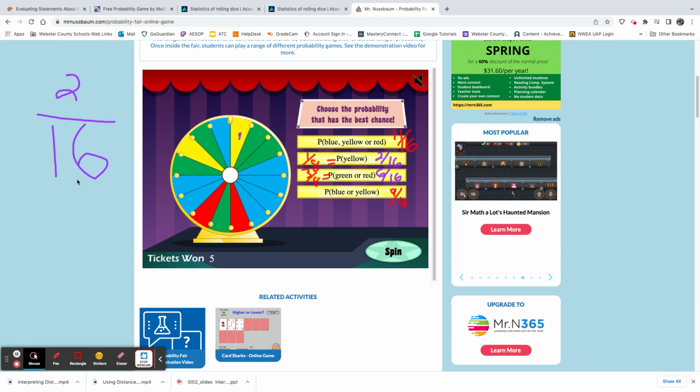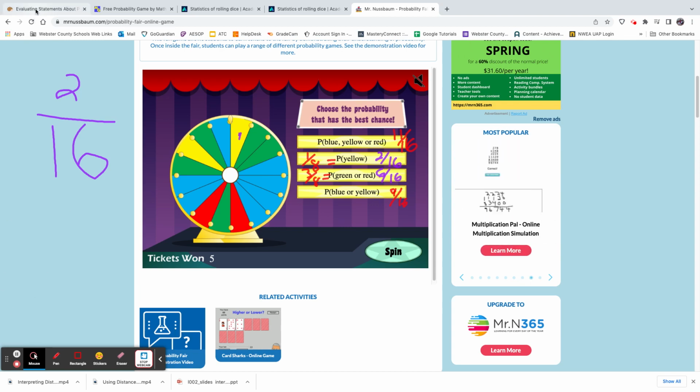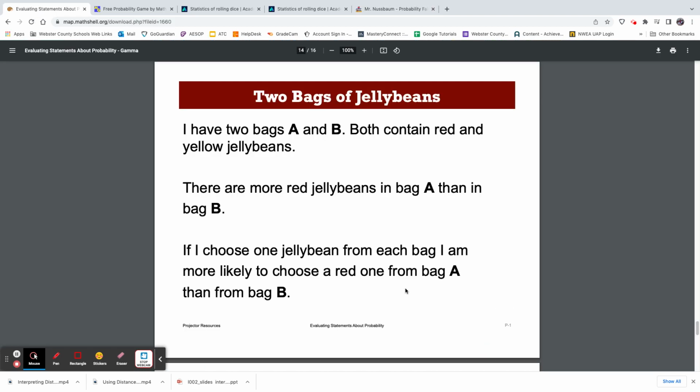So when you're evaluating statements about probability, you're looking at what you have. You've got 2 bags, A and B, and they both have red and yellow jelly beans. But there are more red jelly beans in bag A than there are in bag B. So if you choose one jelly bean from each bag, I am more likely to choose a red one from bag A than from bag B. Well, that naturally would be true.